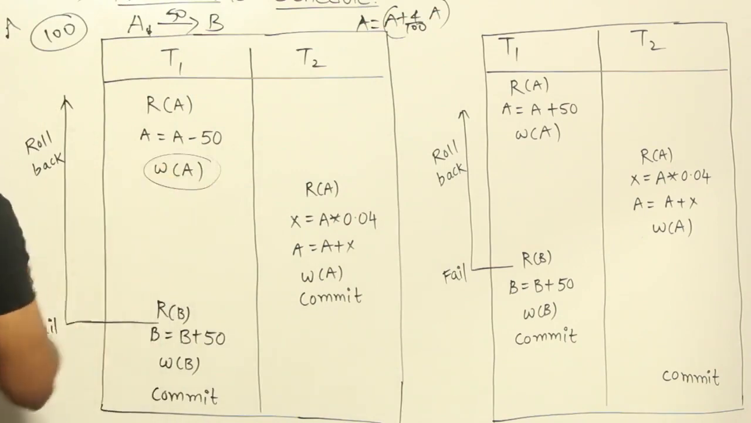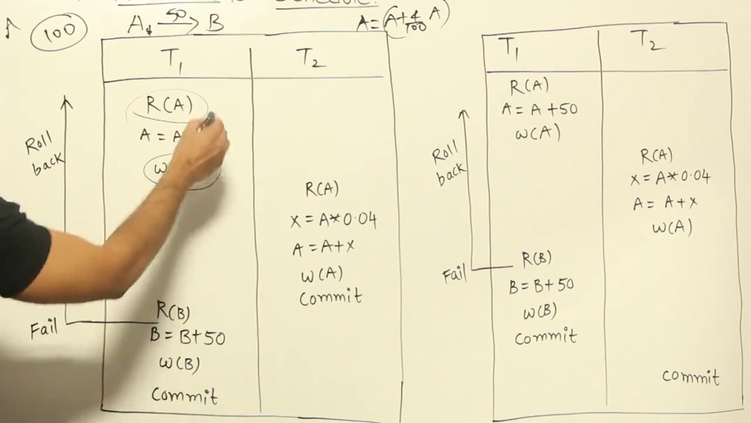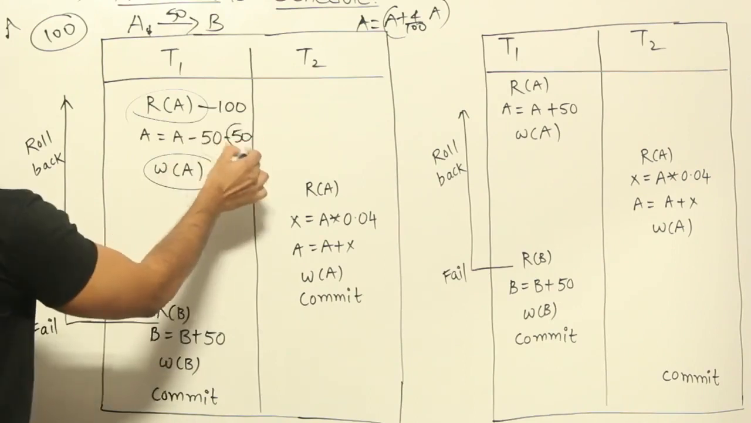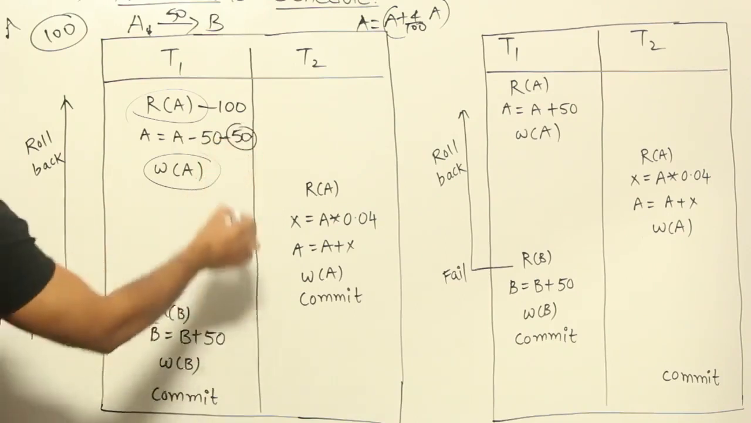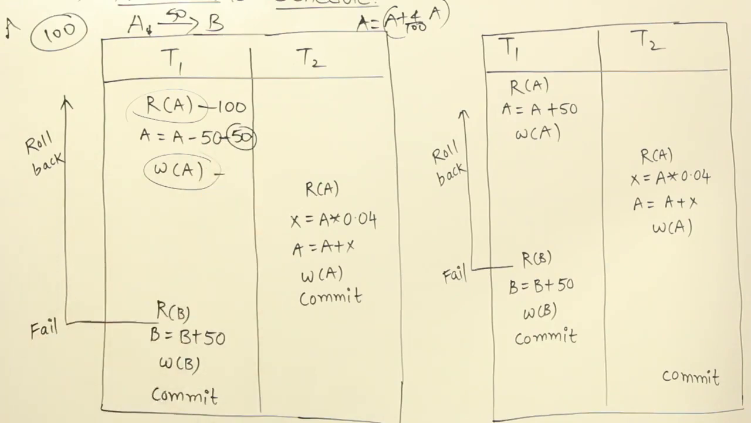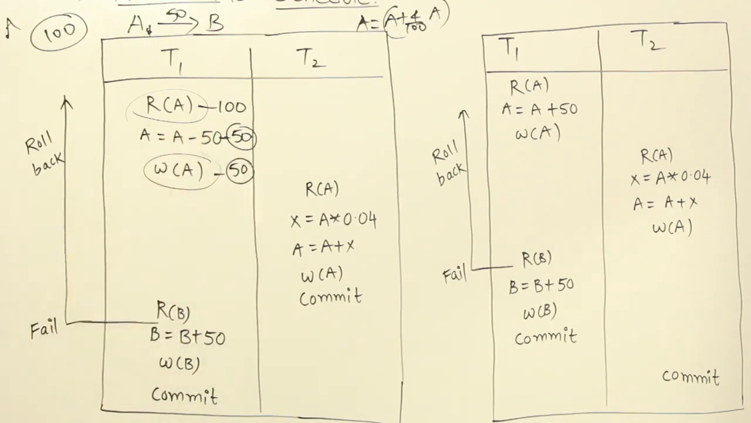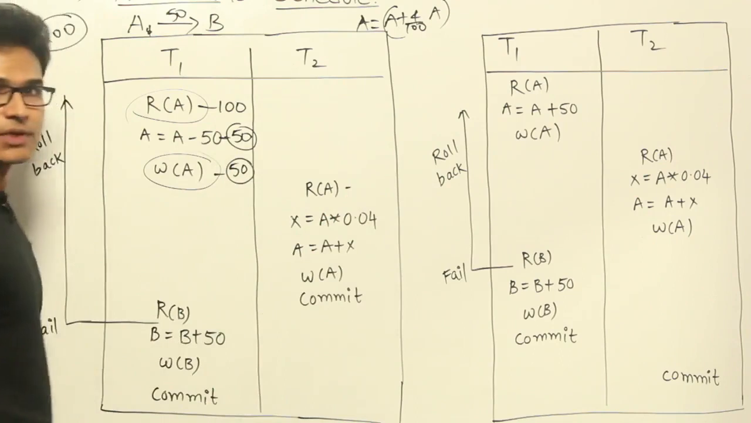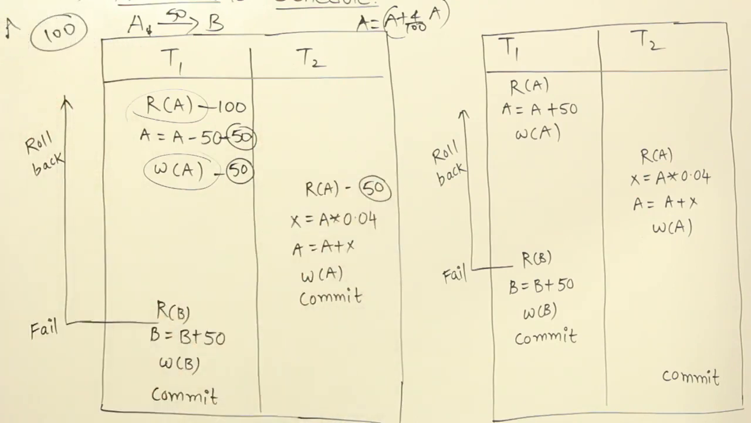T1 has started the transaction and read the value of A. Minus 50, which means the value of A is 50 now, and then it is going to write back this value into the database. Now what will be the value present in the database? It will be 50, right? And now from the database, T2 is trying to read it. So T2 will read 50 instead of 100, got it?